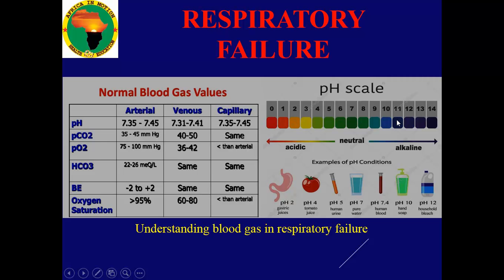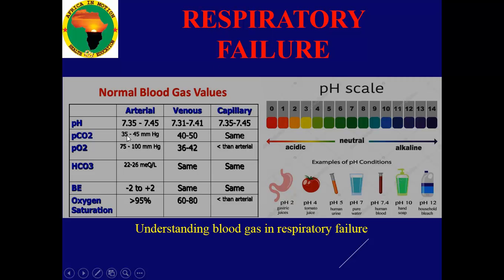When you move to the right, you go to the alkalinity, the base, okay? For example, baking soda is 8.3. When you check household bleach, pH is 12. We can understand now what pH is in comparison to the different fluids.